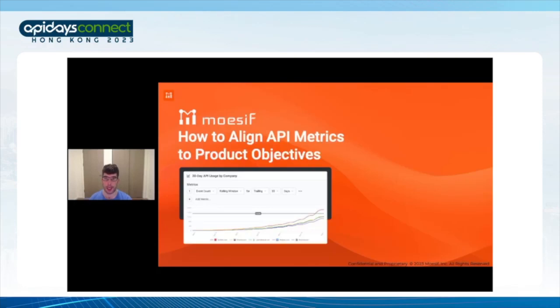Today, I'm going to be chatting on how to align API metrics to product objectives.